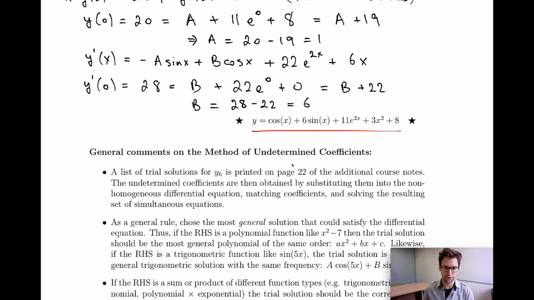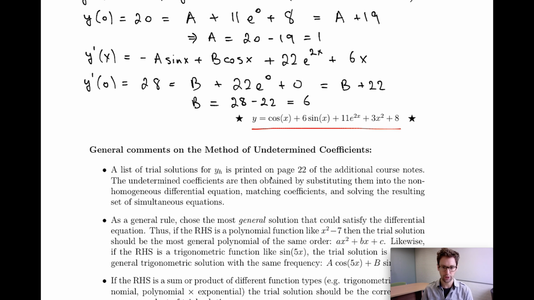So there's again a couple of general comments about the method of undetermined coefficients. On page 22 of your additional course notes, you'll actually find a list of trial solutions.